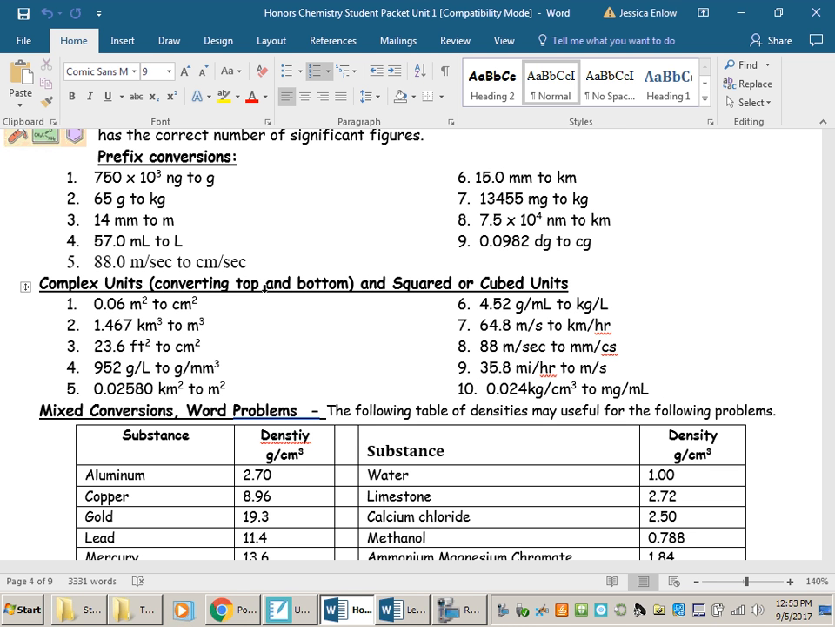What am I putting on a calculator? I will be doing that. I'm just gonna go in order. What am I putting in my calculator? 23.6 times 12 squared times 2.54 squared. Divided by what? 1, which don't even worry about it, right?